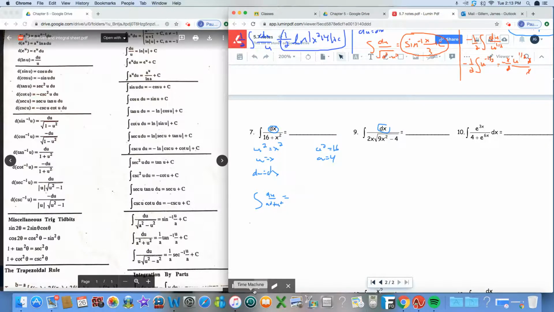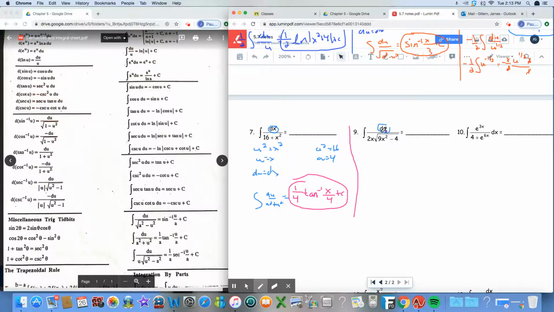And the answer is 1 over a. Well, what's a? 4. Inverse tan of u over a, which is x over 4 plus C. And there's your answer. All right. Once you know which one to pick, these actually are pretty easy.